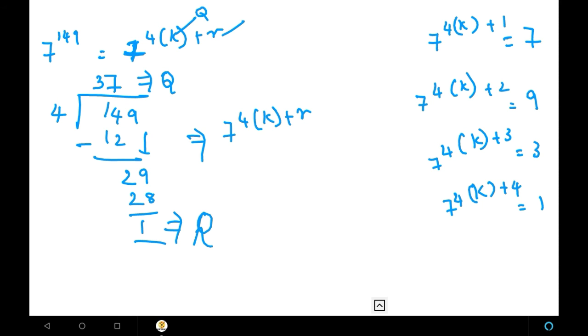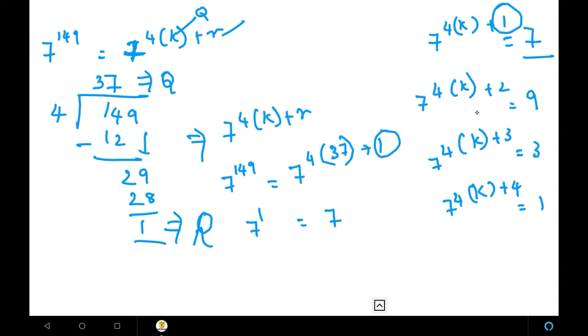So first let us write 7 power 149 in this form. It will be 7 power 4 into 37 plus the remainder 1. If the remainder is 1, then we consider it as 7 power 1, so the answer will be 7 itself. If the remainder is 1, it is the same number. If the remainder is 2, then it is 9. If the remainder is 3, then it is 3. If the remainder is 4, then it is 1.